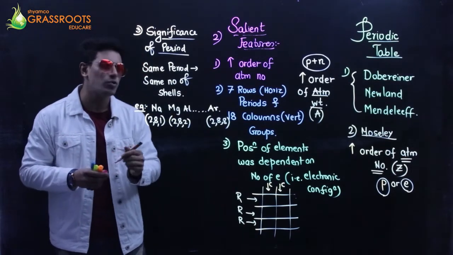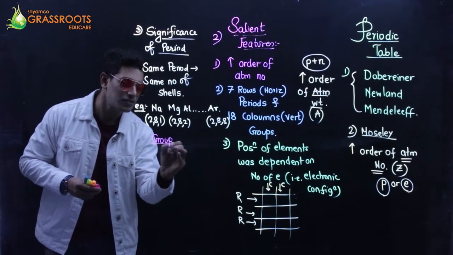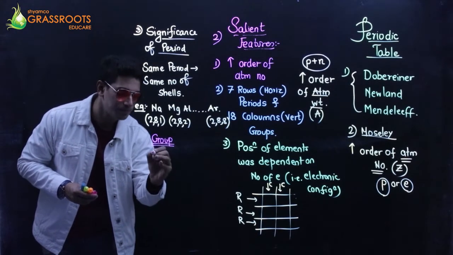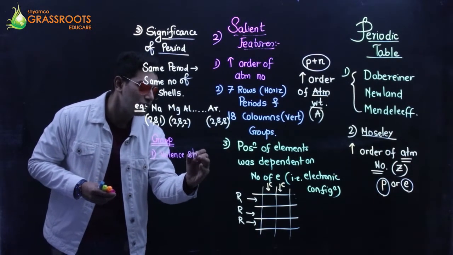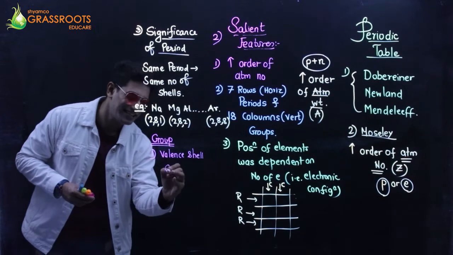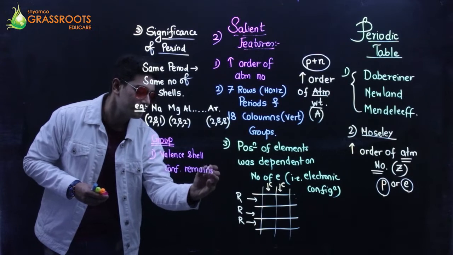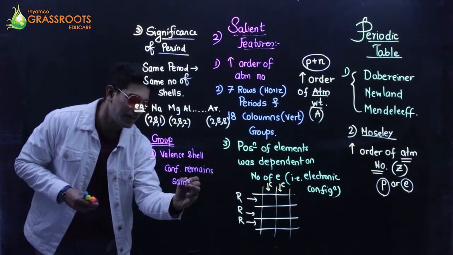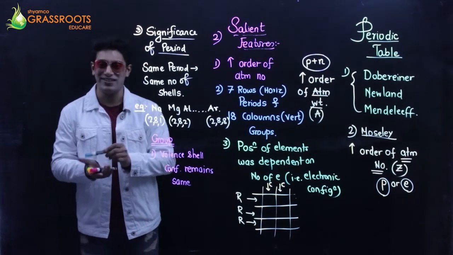Alright, if you talk about the significance of a group, that is column. First, the valence shell configuration remains the same. Now what do you mean by that? Nice one this is. Check this, guys.